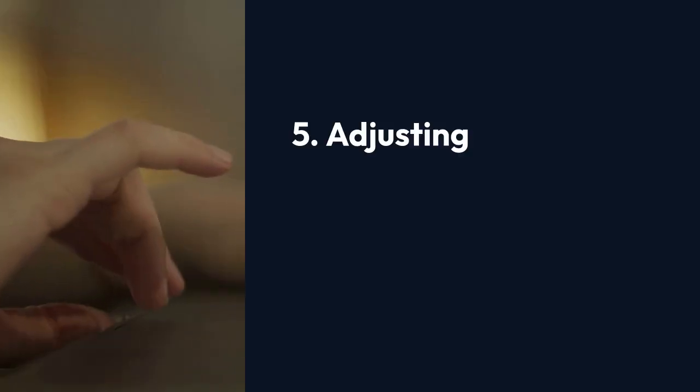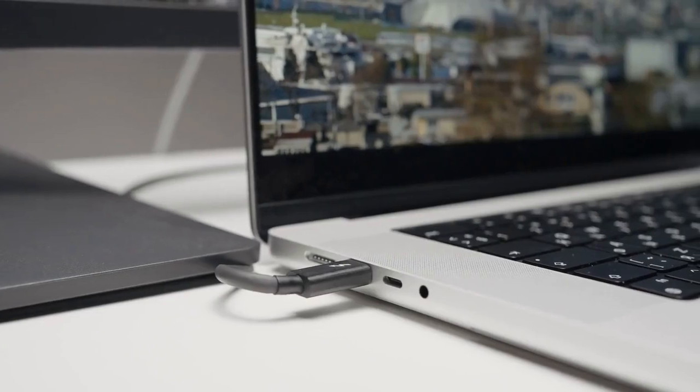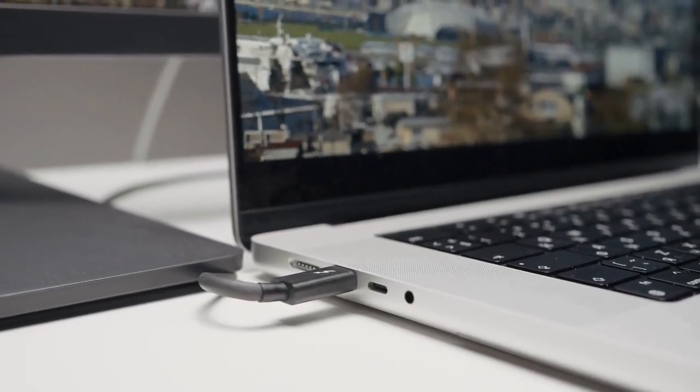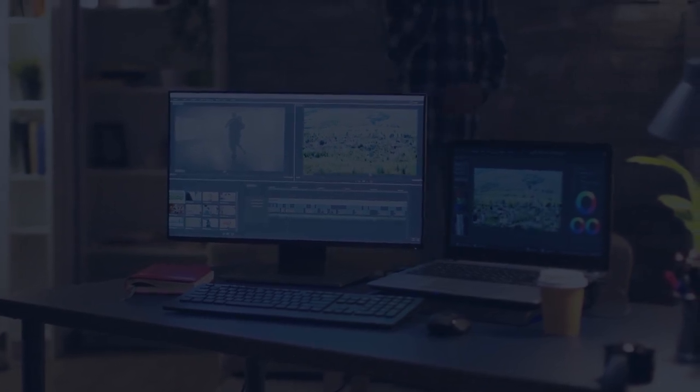5. Adjusting brightness using your computer's display settings. Alternatively, you can adjust your monitor's brightness through your computer's operating system settings. The process varies slightly depending on whether you are using Windows or Mac OS.